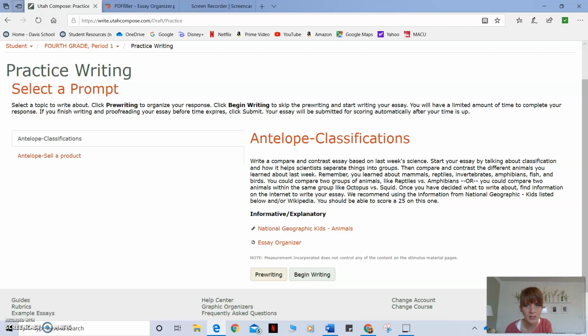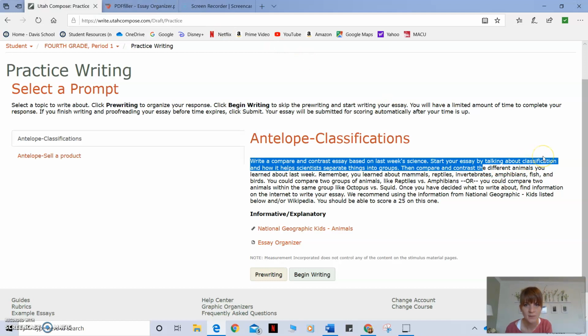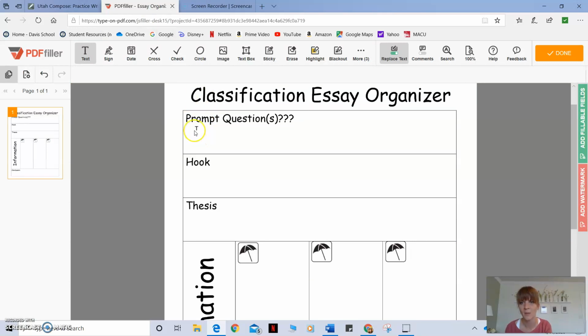Talk about classification and how it helps scientists separate things into groups. Okay, I'm going to write that down really fast. Write it on yours, I'm going to write it on mine. I'm going to write mine in text or it's going to look like a little kindergartner wrote it and it's not going to be good. Okay, here we go.